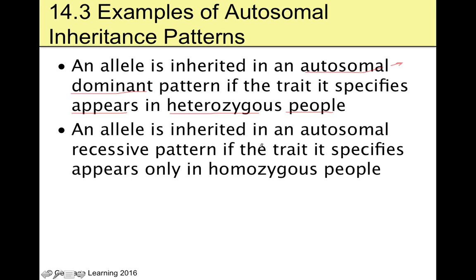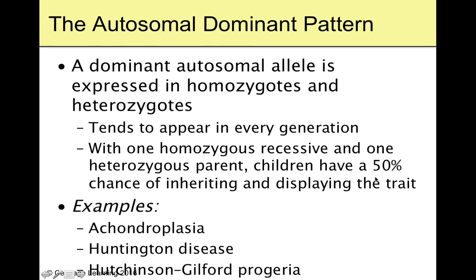The allele is inherited in an autosomal recessive pattern if the trait only appears in homozygous recessive people. And that's how you would try to tell those two apart. So a dominant autosomal allele is expressed in homozygotes and heterozygotes because it's dominant.